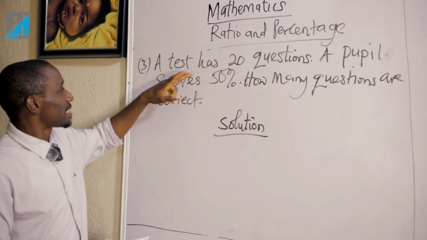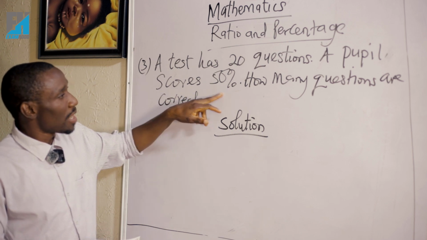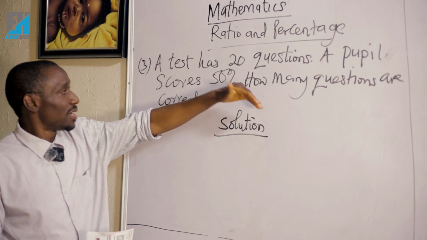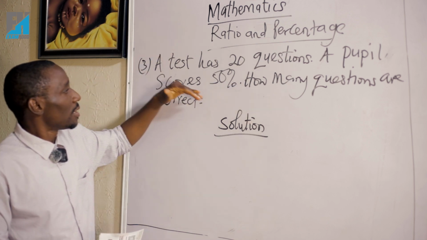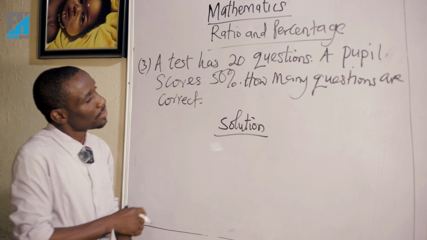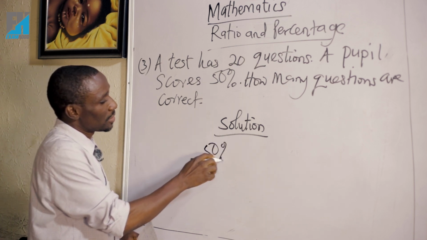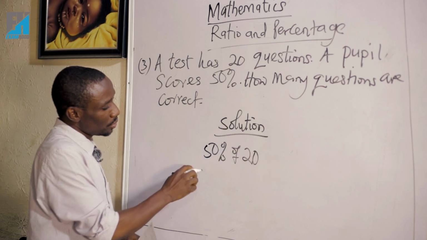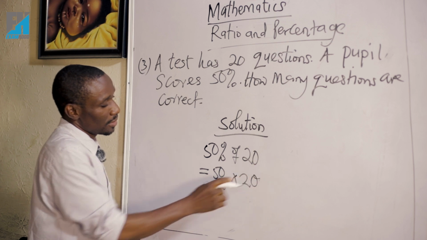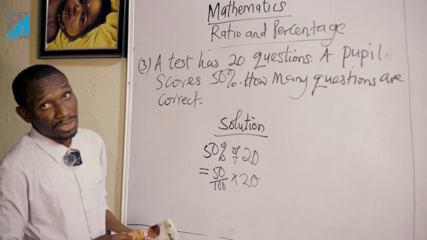All right, let's solve this final question. Number 3, a test has 20 questions. A pupil scores 50%. How many questions are correct? There are 20 questions in a test, and if that pupil scores 50%, how many questions are correct? So we'll find 50% of 20. That's 50/100 times 20. That's the percentage of the questions that the pupil scored correctly.